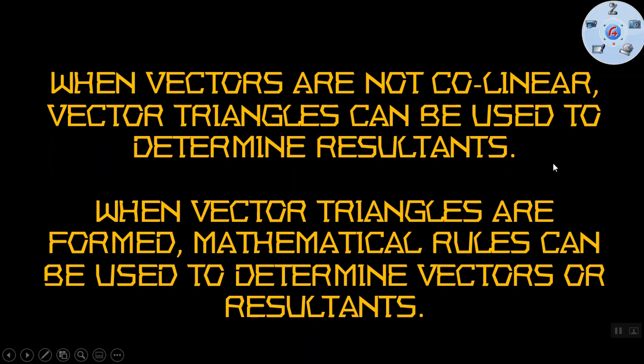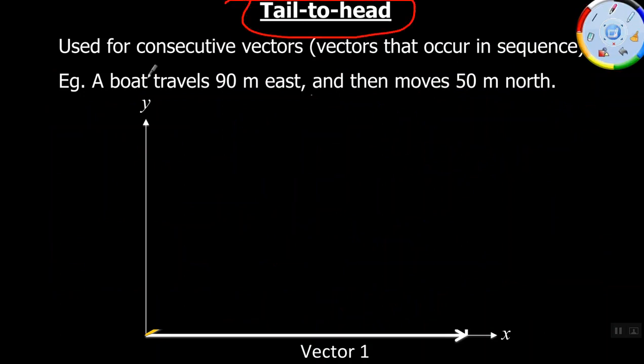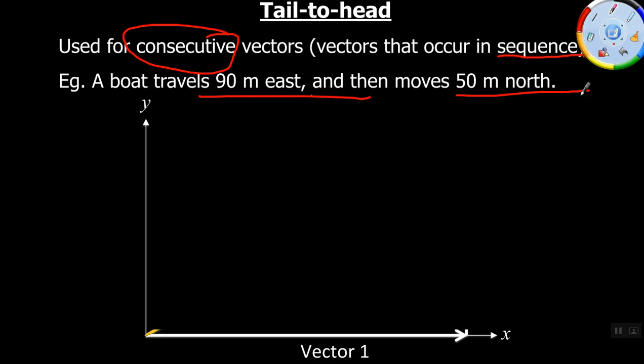Okay, so what do we mean? Let's look at it. When we draw the vectors, for example, the first method that we'll look at is the tail to head. I sometimes say head to tail. It's the same thing. So that is when we have consecutive vectors, or vectors that occur in a sequence. So this is a good method to use when there's a sequential moving. A boat travels 90 meters east and then 50 meters north. Okay, so what we do is we first draw our first vector.